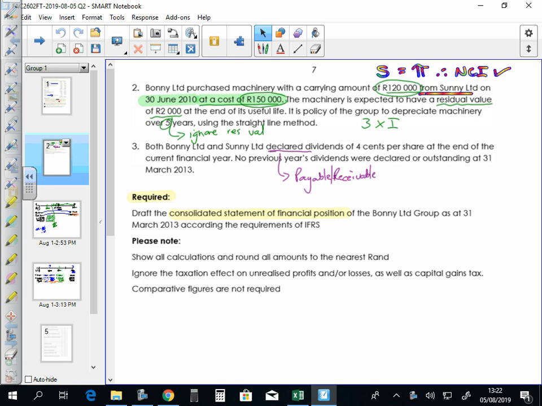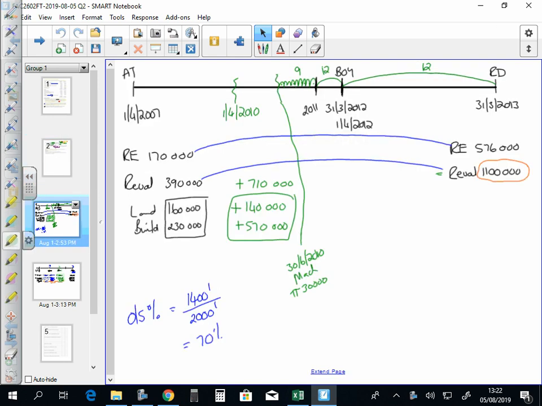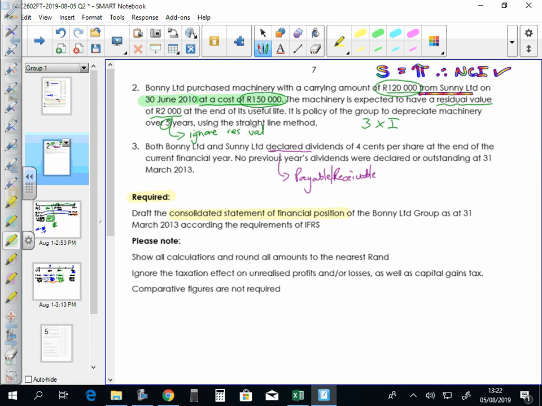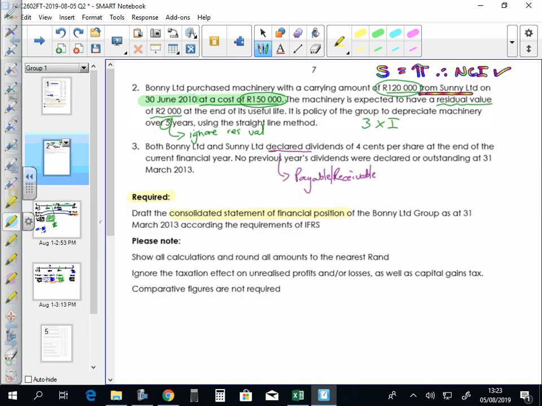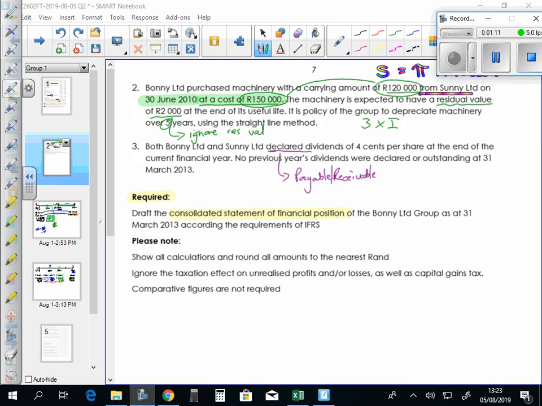Bonnie purchased machinery with a carrying amount of 120,000 from Sunny on the 30th of June 2010. We put that onto my timeline. We found out that the 30th of June 2010 is still in a prior year. We counted the months. It was 9 months in a previous year, and then those next 12 months were in the current year, and we determined we made a profit. Okay, the carrying amount is 120, selling price is 150, so we made a profit. The residual value is 2. Remember to ignore the residual value. And we depreciate over 5 years, straight line method.